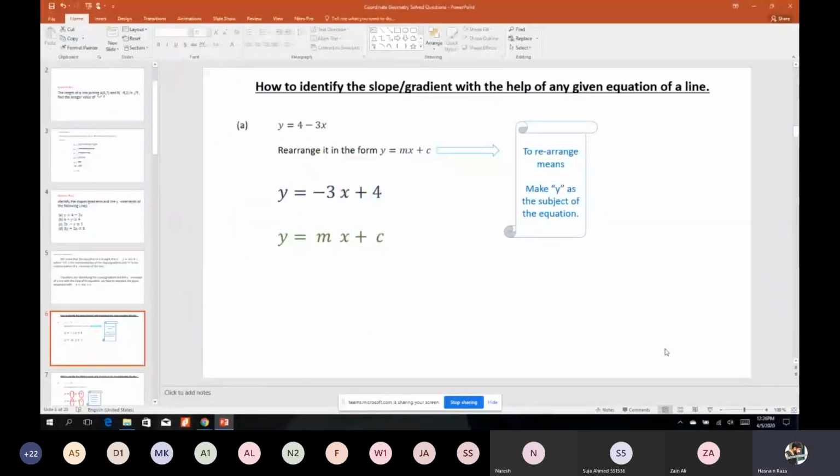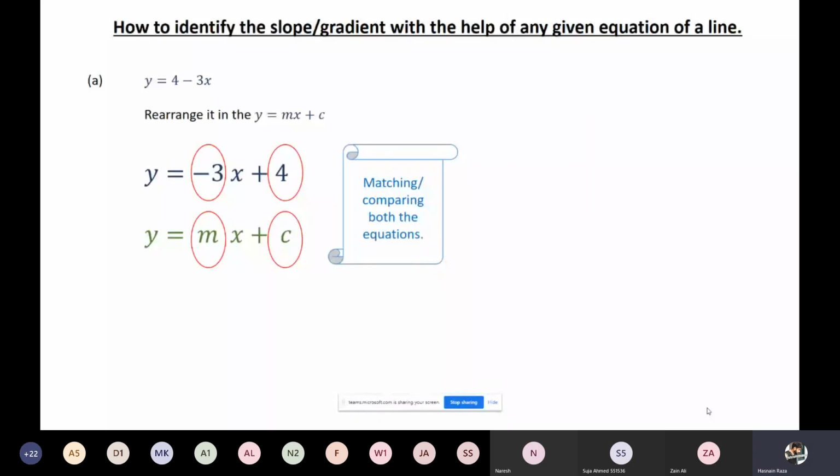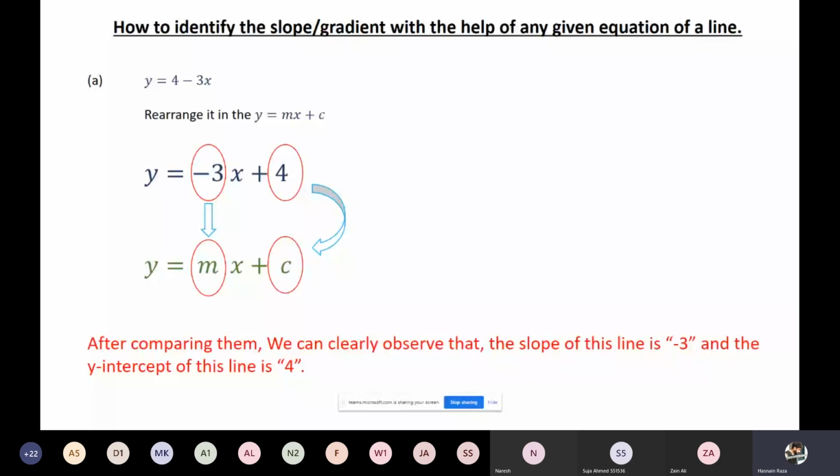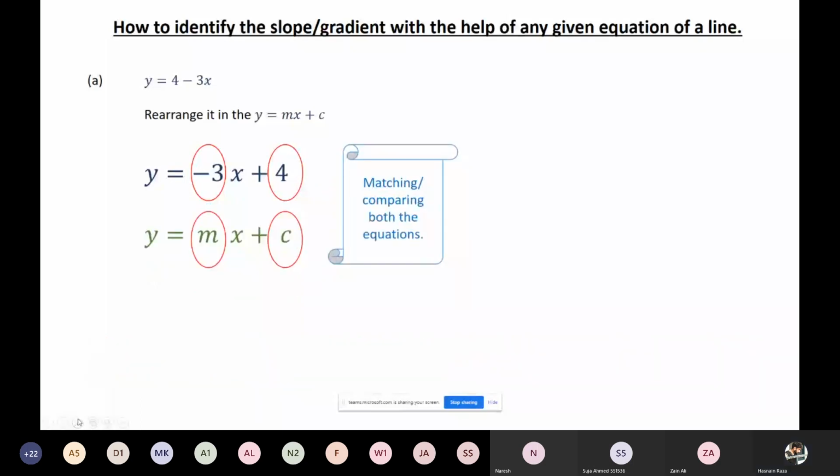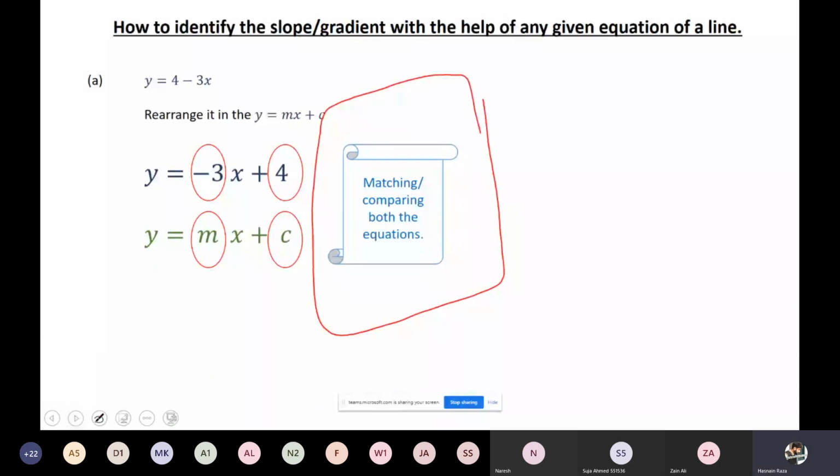So moving to the next slide, this is what we did. We are right now matching, जैसे मैंने लास्ट स्लाइड में बताया, y equals to minus 3x plus 4 and y equals to mx plus c. What we are doing here, we are matching. Look here, matching or comparing both the equations. What we are seeing, y की जगह y है, okay, x की जगह x है, okay, plus की जगह plus है, okay, तो m की जगह क्या नजर आया, -3, और c की जगह क्या नजर आया, 4.